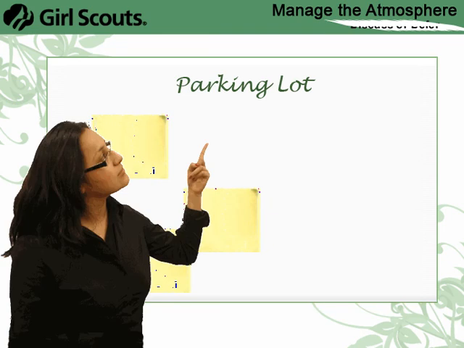A parking lot is simply a sheet of paper or basket where participants can leave written questions, comments, and concerns that are important but off topic. Using a parking lot shows that you have heard and respect the opinion of the person who raised the issue. Parking lot items may be addressed during the question and answer part of your meeting, after the meeting, or at a later date.